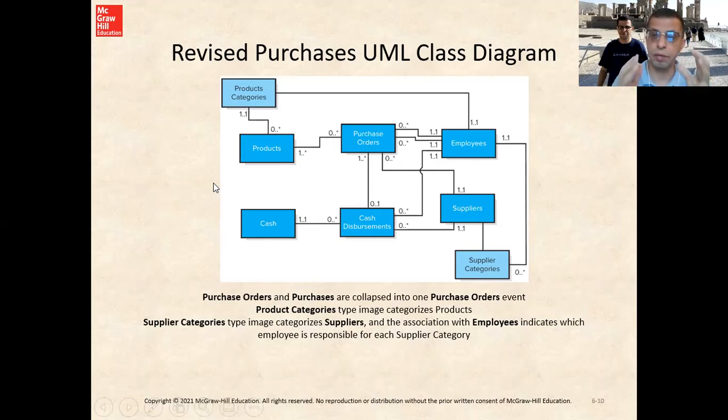Because you are a middleman, getting the products from suppliers to ship to the buyer with adding some other things on it. Purchase order and purchases are collapsed into one purchase order here. And the product categories, type, images, categories, products, suppliers. We now worry about this part of it. We'll talk about it later on.